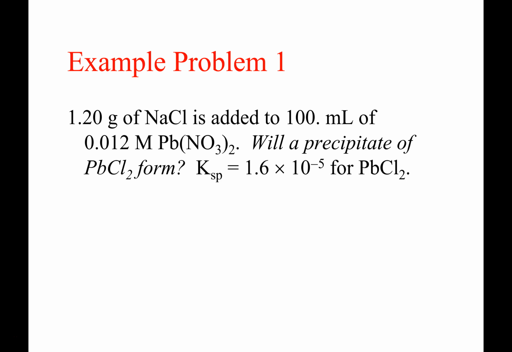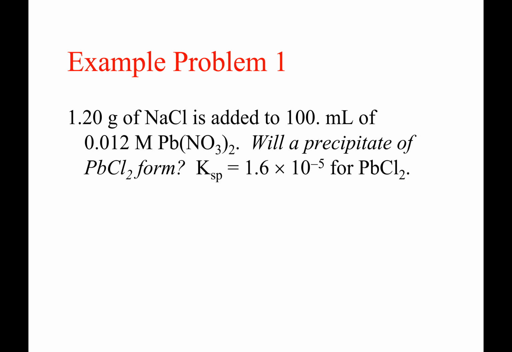All right, so I've got a couple examples to work then. Let's go ahead, we've got time. I'm going to draw a picture, because I just think I would always draw a picture of this. Okay, so 1.20 grams of NaCl is going into 100 milliliters of, oh, it's not water, is it? 0.012 molar lead 2 nitrate, Pb(NO3)2.